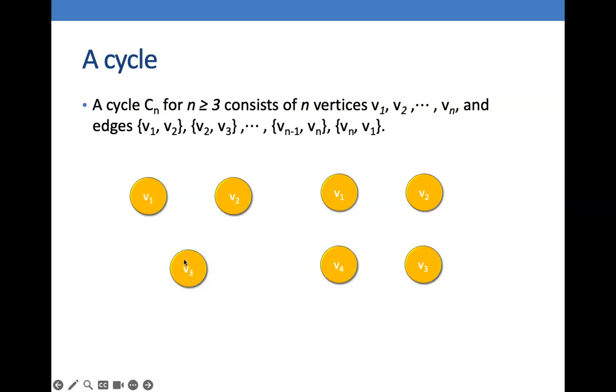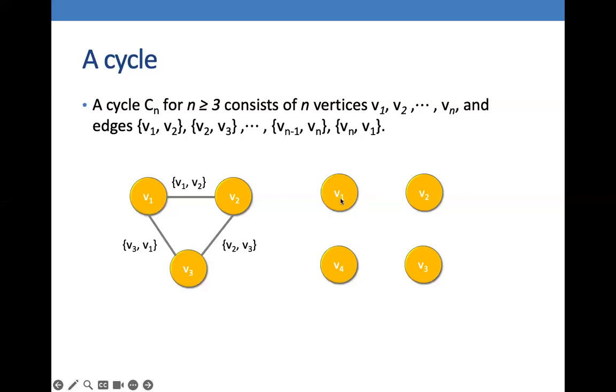It is composed of 3 vertices. So the n here will be equal to 3, and we will have a cycle graph C sub 3. There will be an edge between v sub 1 and v sub 2, v sub 2 and v sub 3, and v sub 3 and v sub 1. As you can see, it has formed a closed chain, wherein we started from the first vertex and we ended the cycle in the first vertex, v sub 1, also.